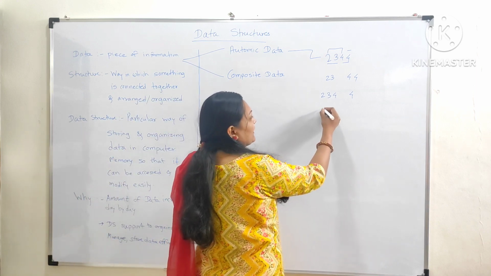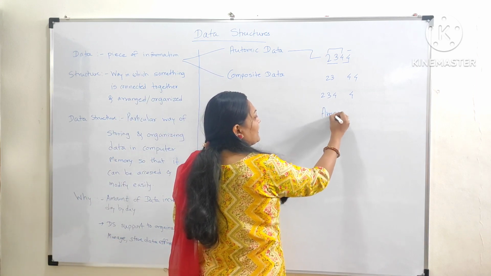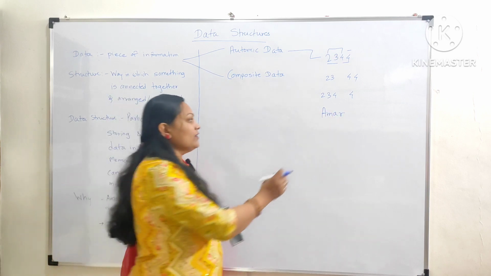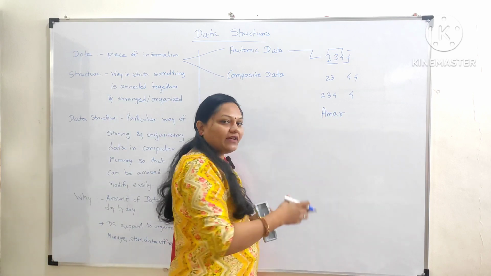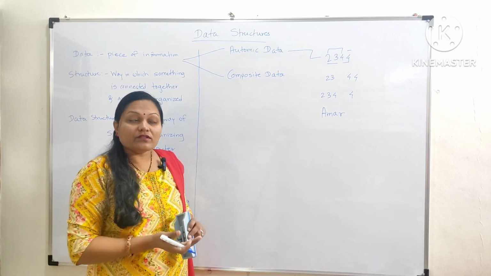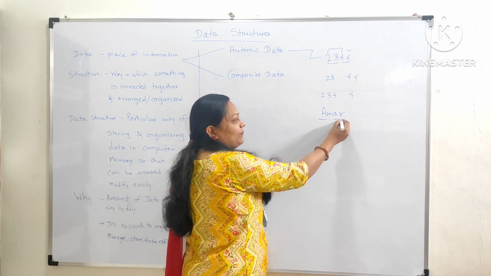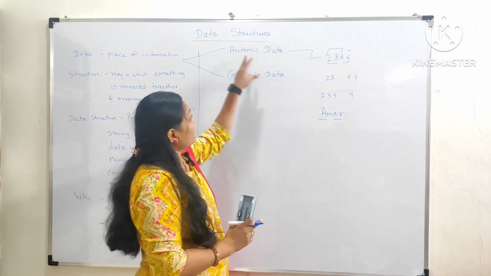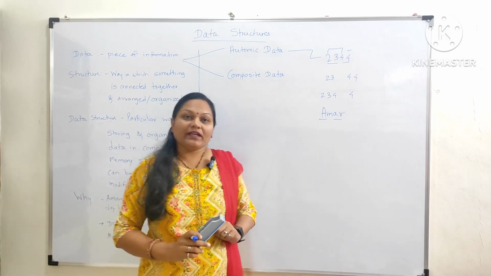Another example you can take. Suppose we have taken the name of a particular person. Amar is the name. Can we divide this data? No, we cannot divide, because if you divide it, what will happen? The meaning of it will change. So this type of data we can say is atomic data.